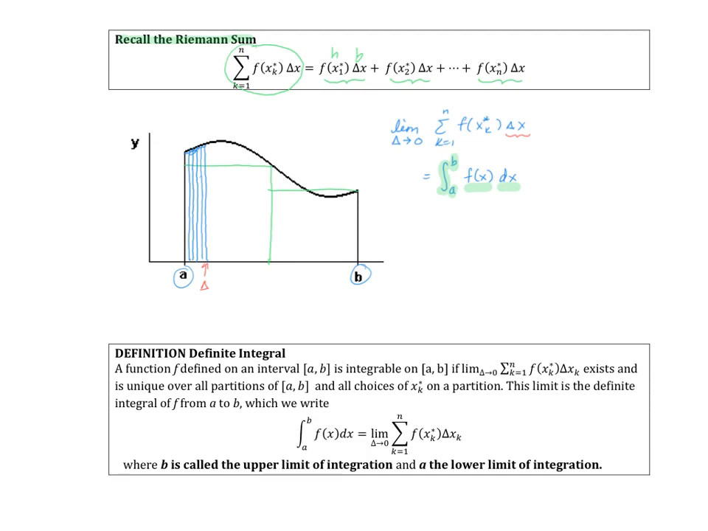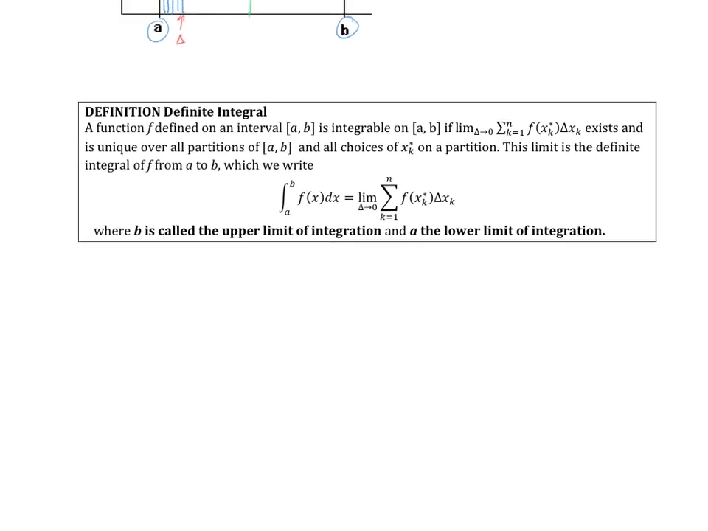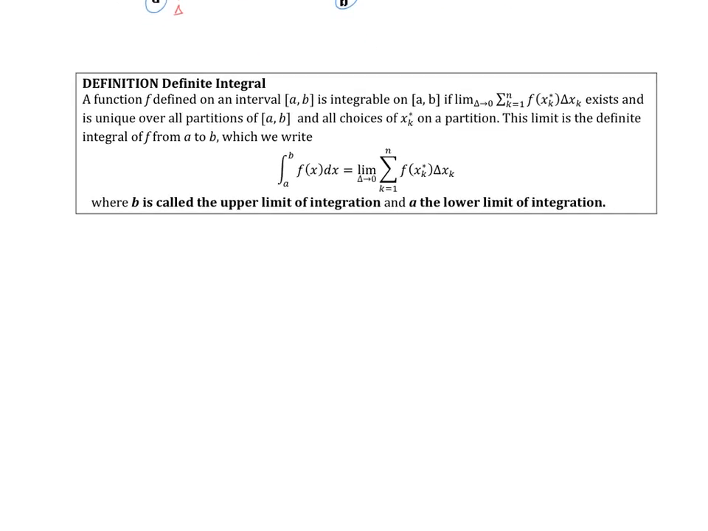If we look down at this box below of our definition of a definite integral, all we're doing is replacing all of this Riemann notation with the limit, and we're substituting in our integral notation. So it's actually very nice. So a is called the lower limit of integration, and b is going to be called the upper limit of integration.